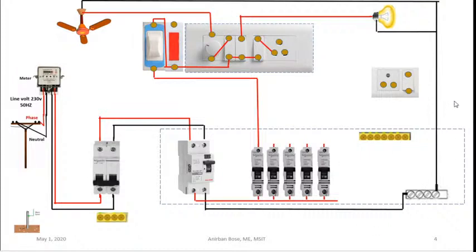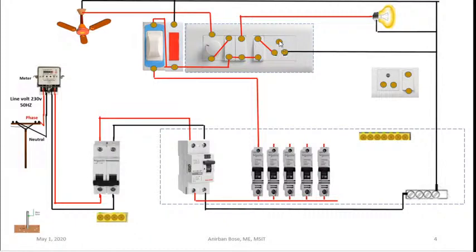Now maybe this one here, the indicator, is another light basically. So the indicator is also connected, and the other end has to be connected to the neutral so that the circuit is completed. Clear?